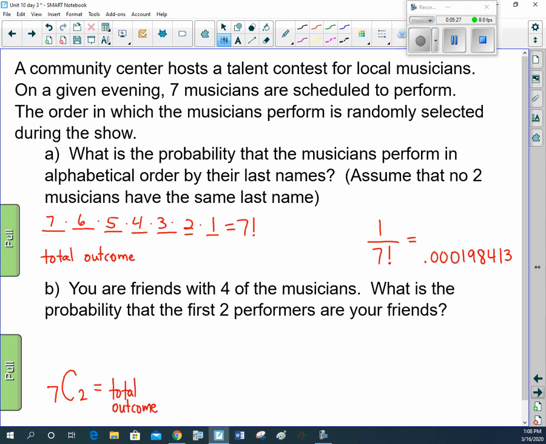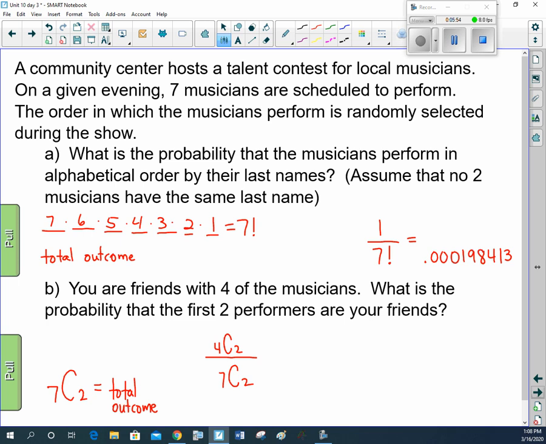Okay, now you are friends with 4 of the musicians. So what you're looking for is out of the 4 that you're friends with, you want 2 of them to perform. So that's going to be 4 combination 2 over 7 combination 2. Okay, so 7 combination 2.